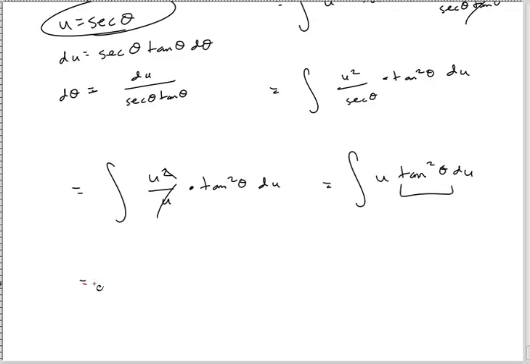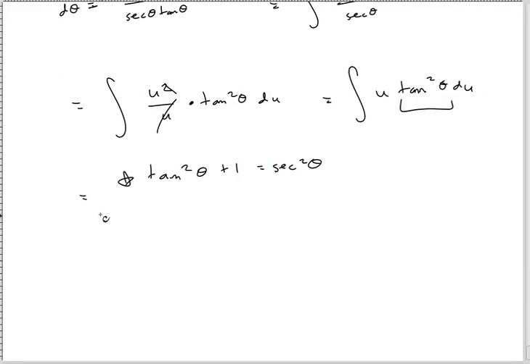There's a formula for this one. Going way, way back, we have tangent squared theta plus 1 is equal to secant squared theta. And so using that formula, you can actually just move the 1 over, and it would be a u and then secant squared theta minus 1 du.